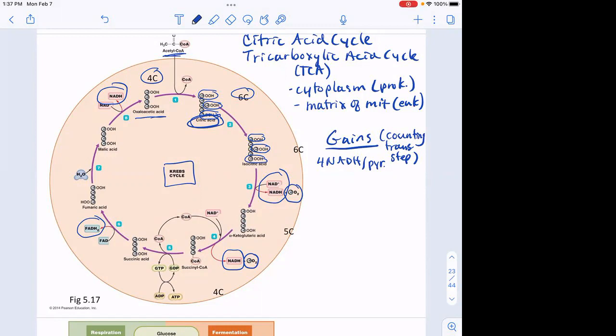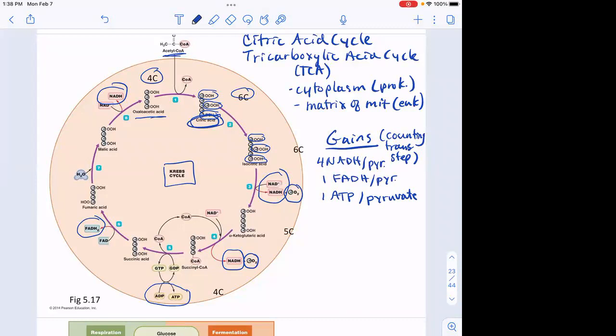Okay, so that's a hydride ion. So actually 2 electrons there. And we're gaining 1 FADH per pyruvate. Okay. What about ATP? You'll see that originally it's guanosine diphosphate that gets phosphorylated to guanosine triphosphate. That gets converted into ATP. So again, we're getting 1 ATP per pyruvate or 2 per glucose.